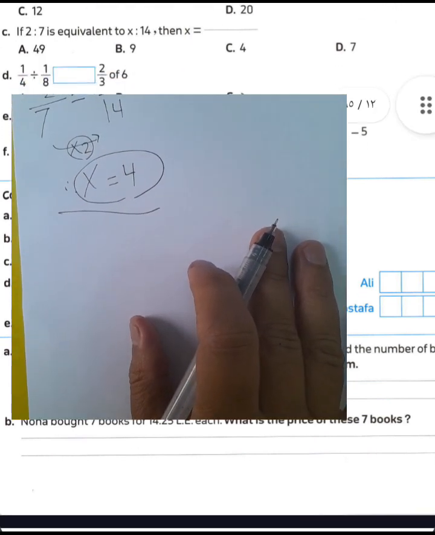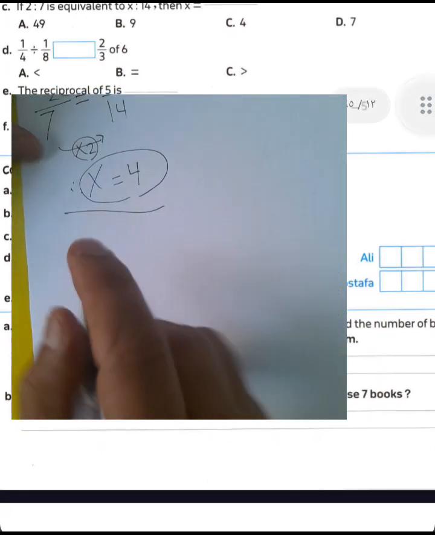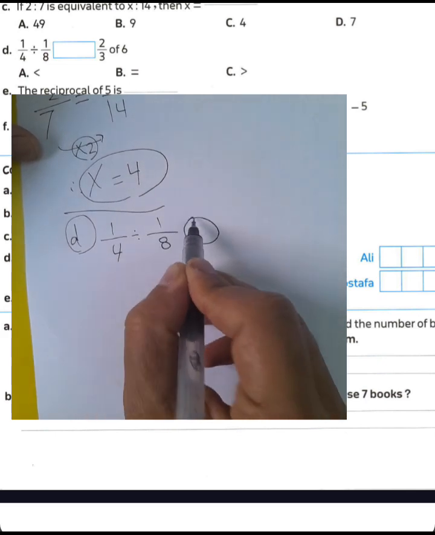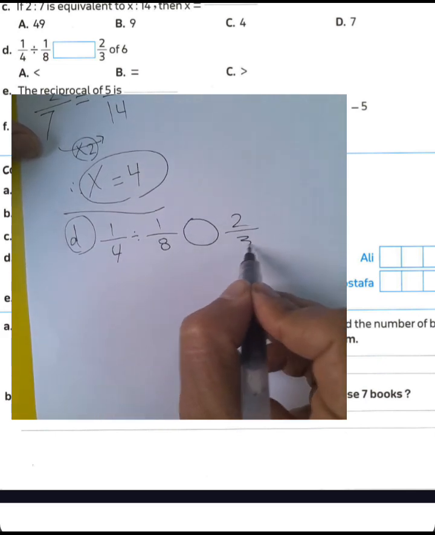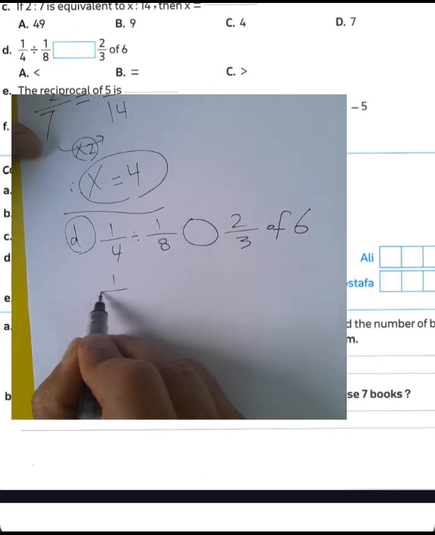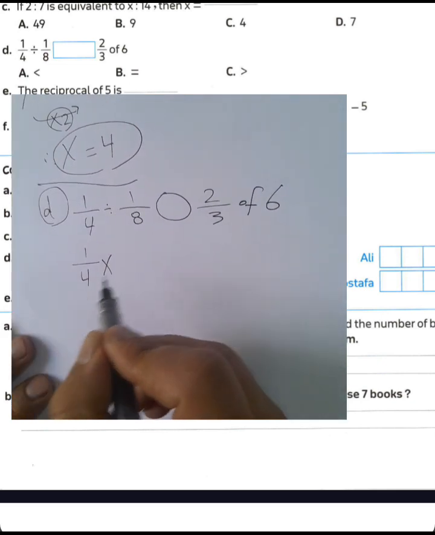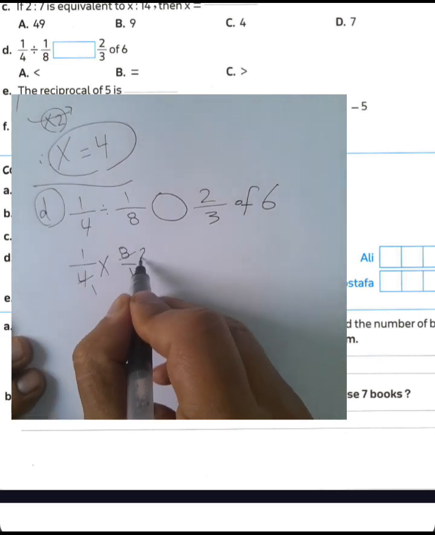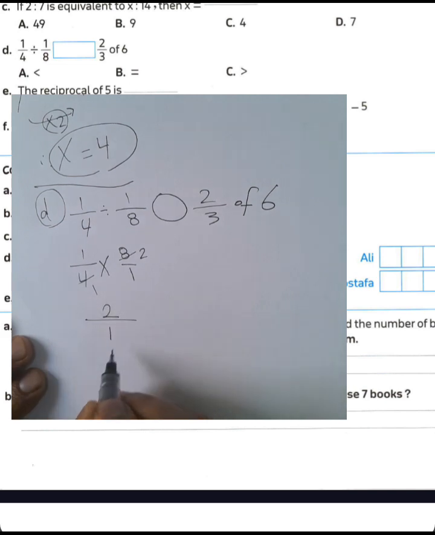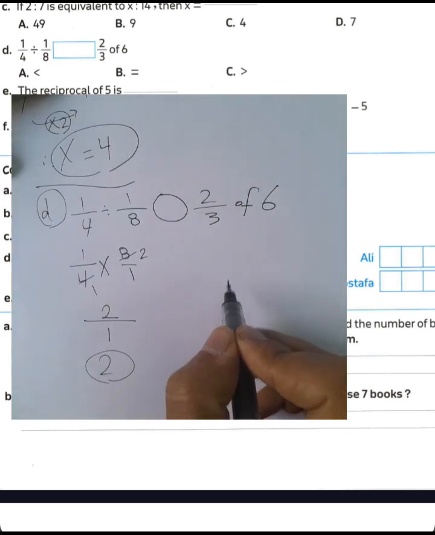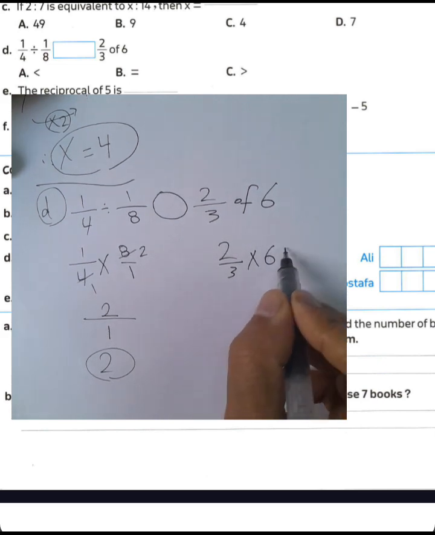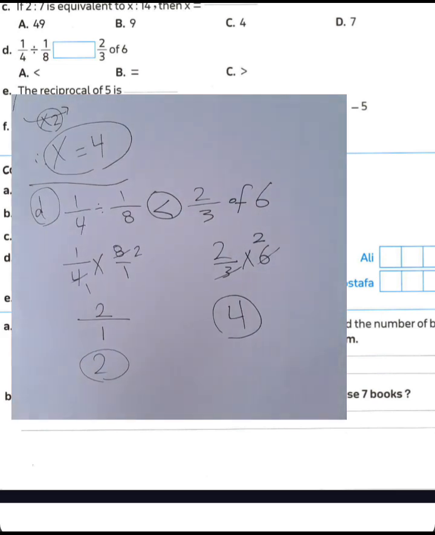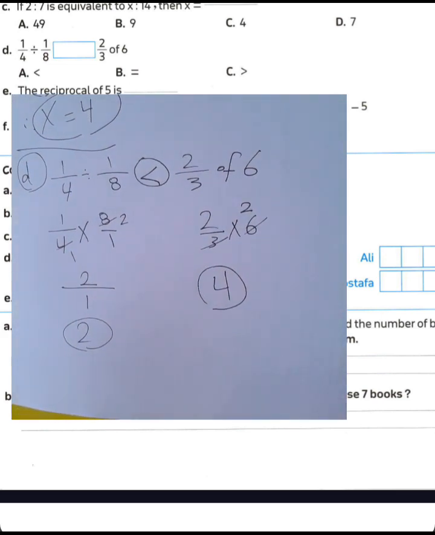Next question letter D, comparing the results here. Letter D, we have 1 over 8 divided by 1 over 4 compared with 2 over 3 of 6. We can write 1 over 8 divided by 1 over 4, convert from division to multiplication, raise the inverse of 1 over 4, which will be 4 over 1. Then the result here will be 2. And we have 2 over 3 of 6. 6 divided by 3 equals 2, 2 times 2 equals 4. Then you must write less than here. Question letter D, it chooses letter E.